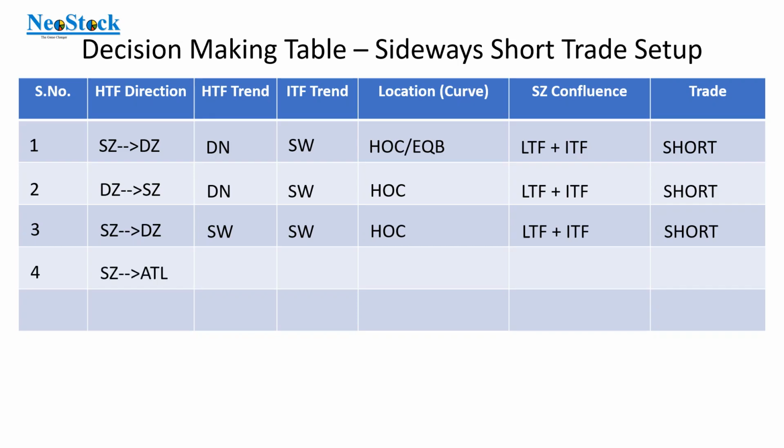Next, fourth scenario, all-time low scenario. Prices are moving from HTF supply zone to all-time low scenario. In that case, HTF trend should be downtrend, and ITF trend must always be sideways. And the location should be again high on the curve, because in the all-time low scenario we have only two curves, either high on the curve or equilibrium.